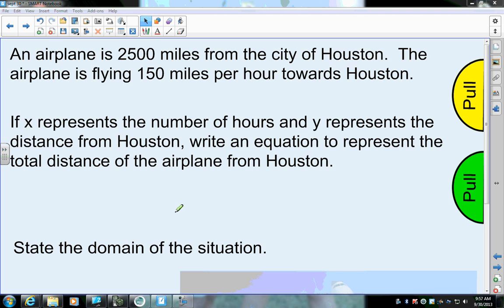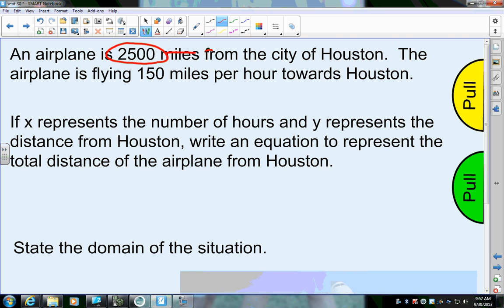This is where we struggle. First off, what is my starting point? Where are we starting to find our information at? When the plane is where? 2,500 miles. This is my starting point. Circle that on your paper. Starting point. And it's flying towards us at a rate of 150 miles per hour. This is my rate of change.